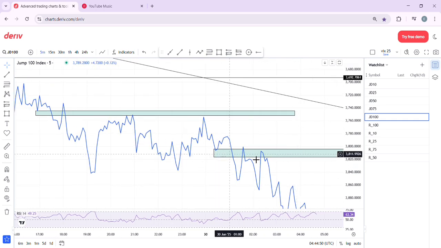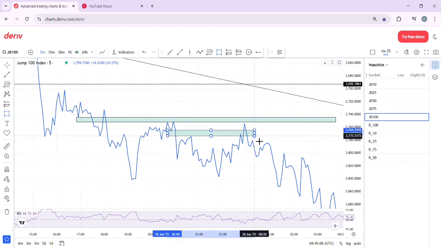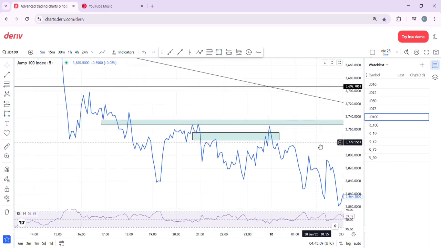For instance, just like the way the support was broken right here to form resistance. Right, yep. So here again, let's see another support that was broken. So this is a support. Here is a support that was broken. Yeah, this support was broken, but then this trade would have hit stop loss.